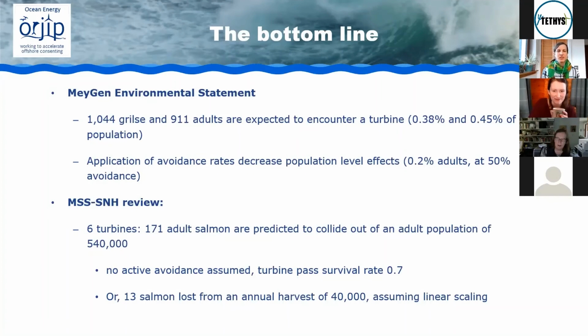So 0.7 of all fish passing through a turbine were assumed to survive. But the interesting point is that they looked at an annual harvest of about 40,000 fish. So that's salmon that are harvested, and that only 13 salmon were lost from that annual harvest based on that modeling exercise. Next slide, please.